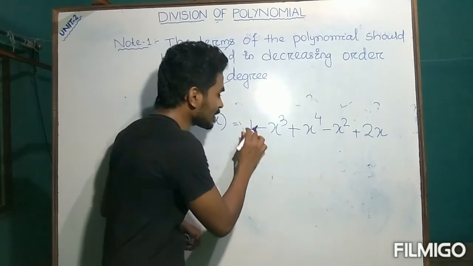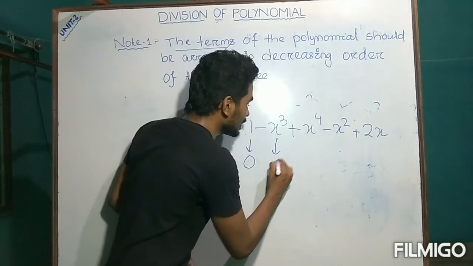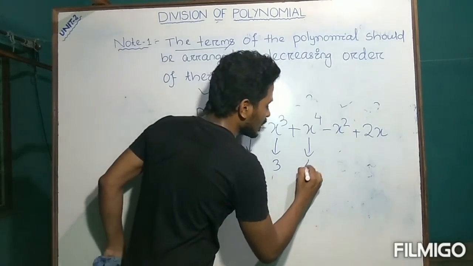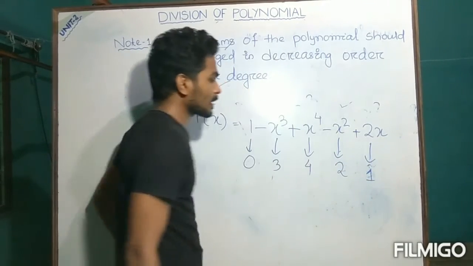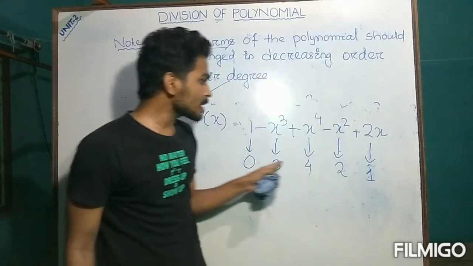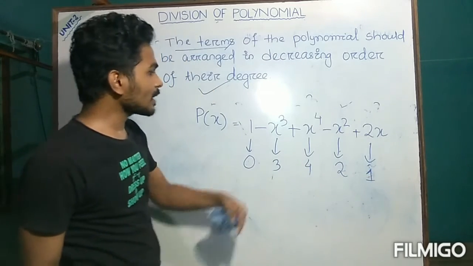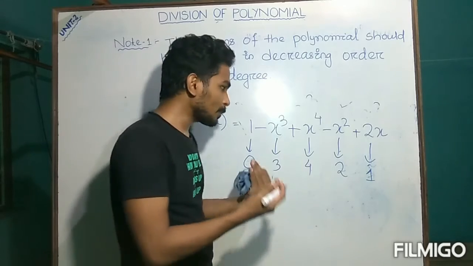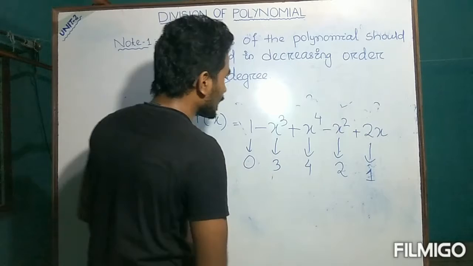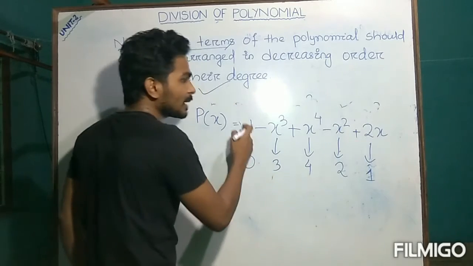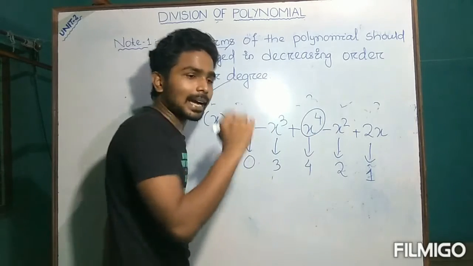Here, 1 is a non-zero constant polynomial, so its degree is 0. Its degree is 3. It has degree 4, 2, and it has degree 1. So, are all the terms arranged in proper order, in the decreasing order of degree? No, they are not arranged in a proper order. So we have to arrange them according to the decreasing order of their degree. Okay. So we have to find out which term has the highest power out of these 5 terms.